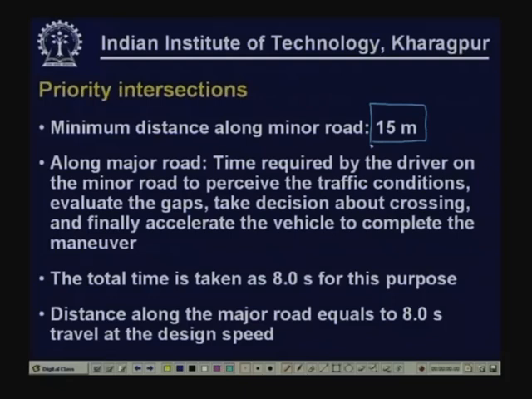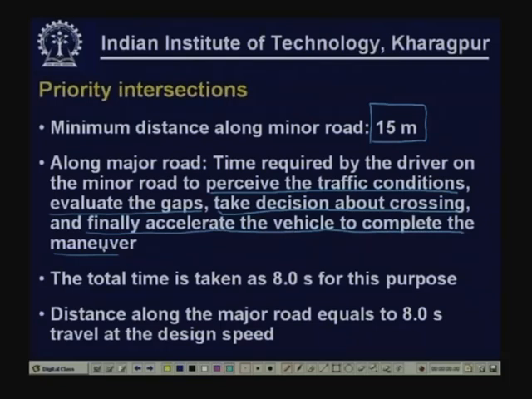Along the major road, the basis is the time required by the driver on the minor road to perceive traffic conditions, part 1; part 2, evaluate the gaps; part 3, take decision about crossing; and part 4, finally accelerate the vehicle to complete the maneuver. So, for all these components, whatever is the total time required for vehicles along the minor road.